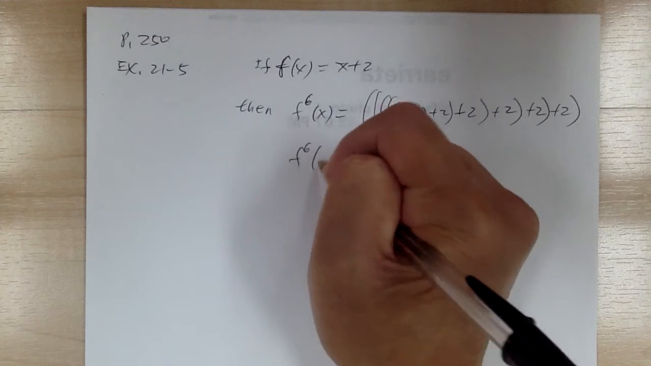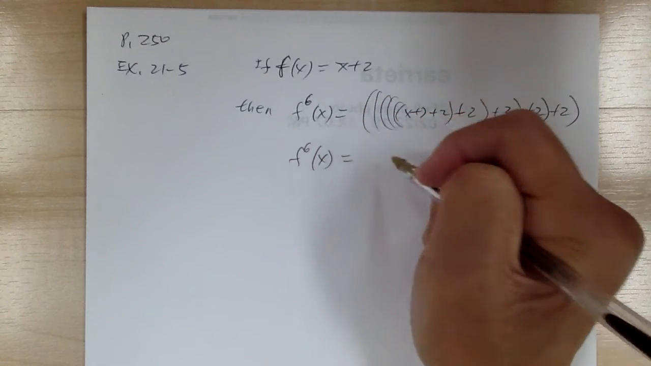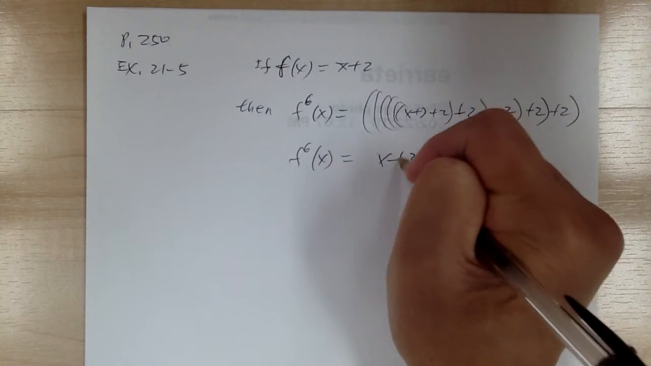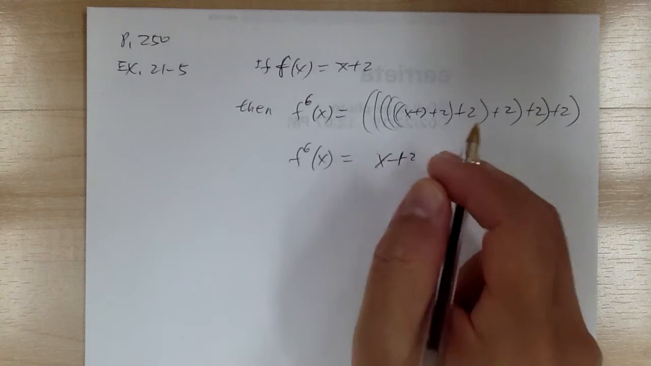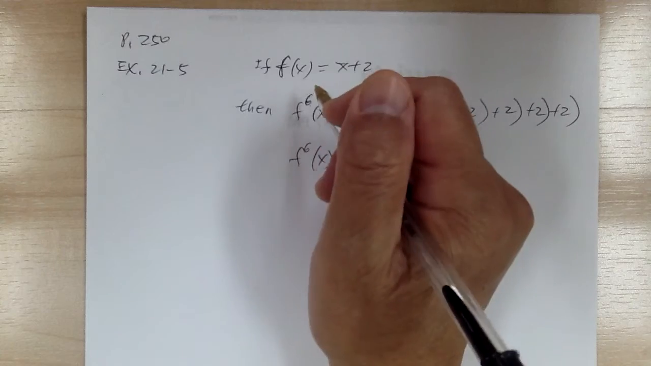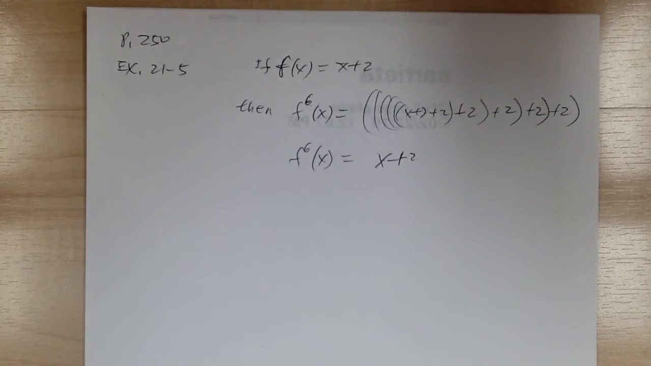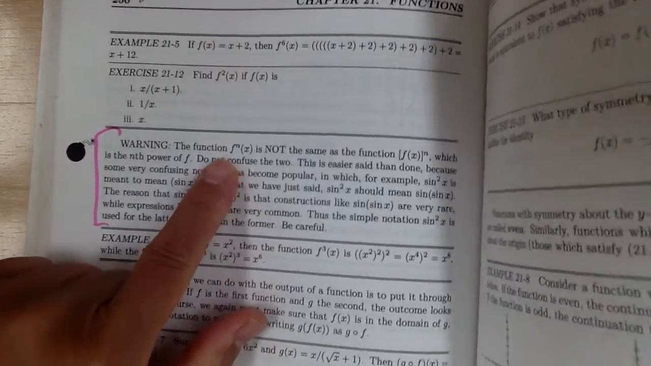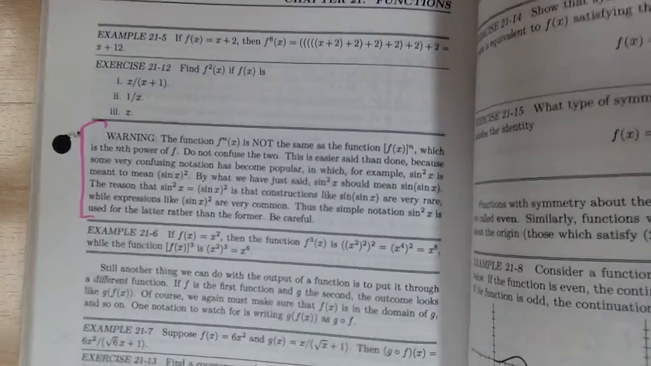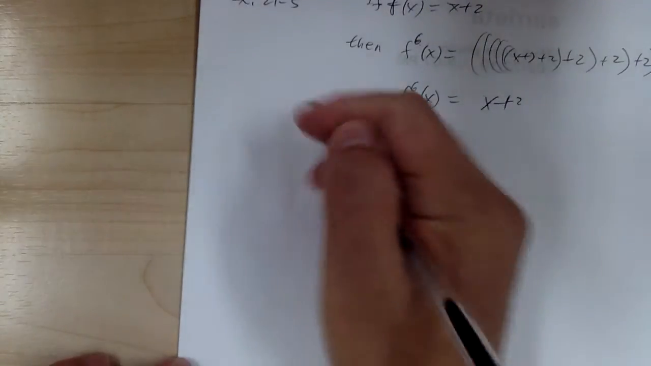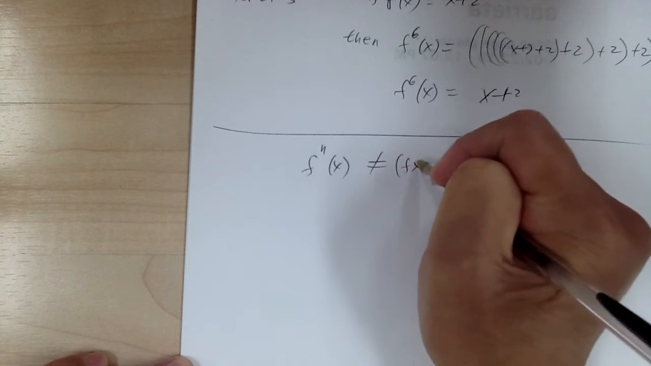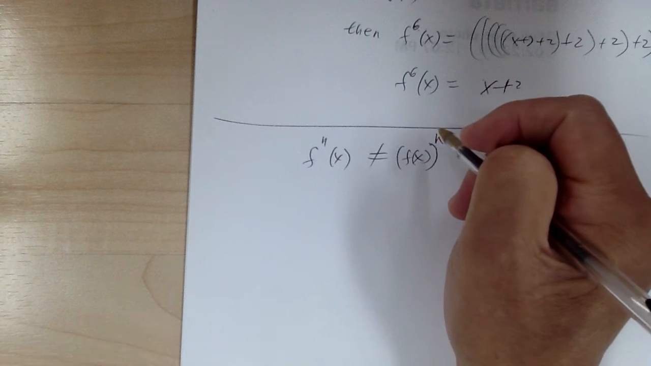And so f6 of x equal to x plus 12. So just be careful with this notation over here. Now the warning that I was talking about earlier. It says fn of x is not the same as f of x to the n. So fn of x is not equal to f of x to the n power.